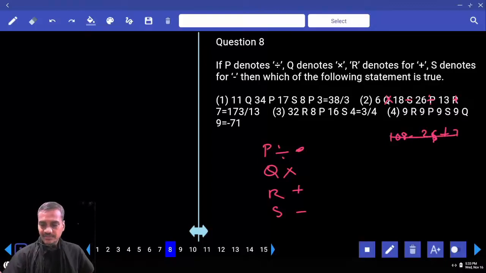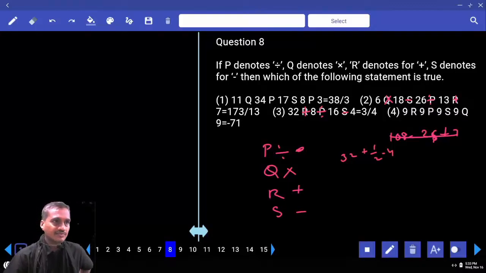Then choice 3. Now 32 R 8 P 16 S 4, where R stands for plus, P stands for division, and S stands for minus. In this one, 8 divided by 16 is 1 by 2. And 32 plus 1 by 2 minus 4, is it equal to 3 by 4? 32.5 minus 4 is 28.5. And this is again ruled out.